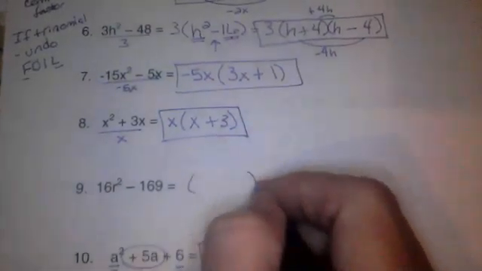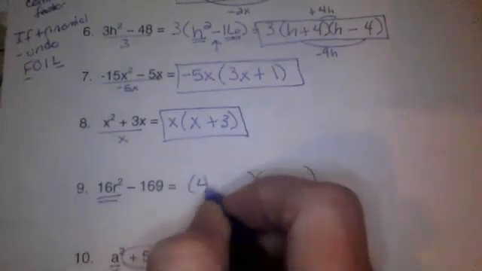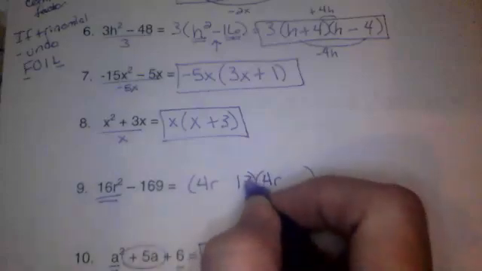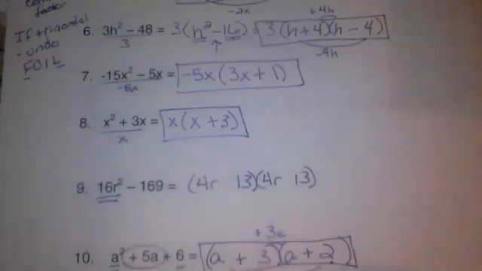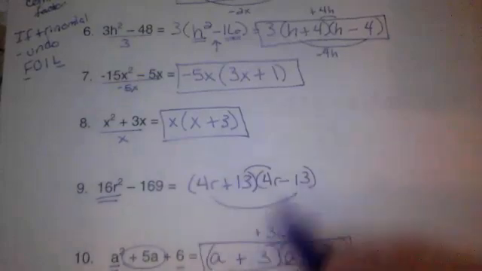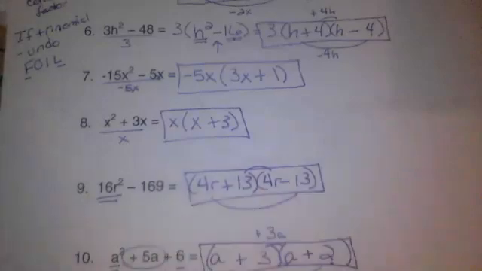So we can undo them like we did the one up above. This would be 4R times 4R. 169 is 13 times 13. I want one of these to be positive, the other one to be negative, so that they zero out, and that would be my factored form.